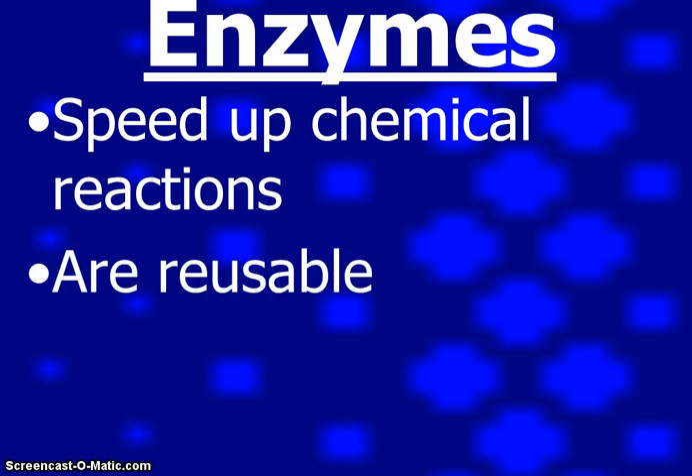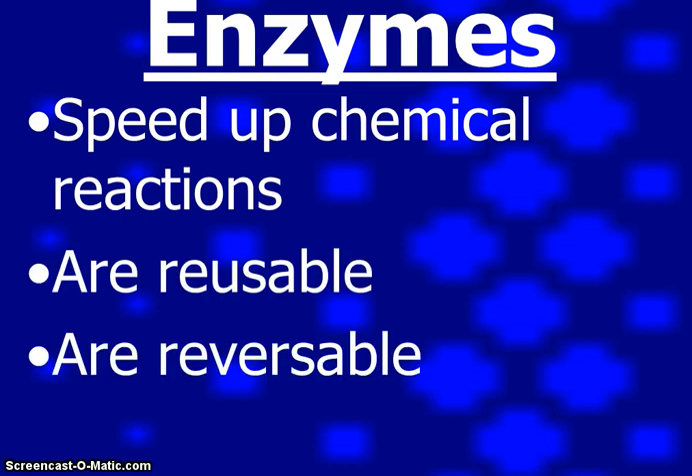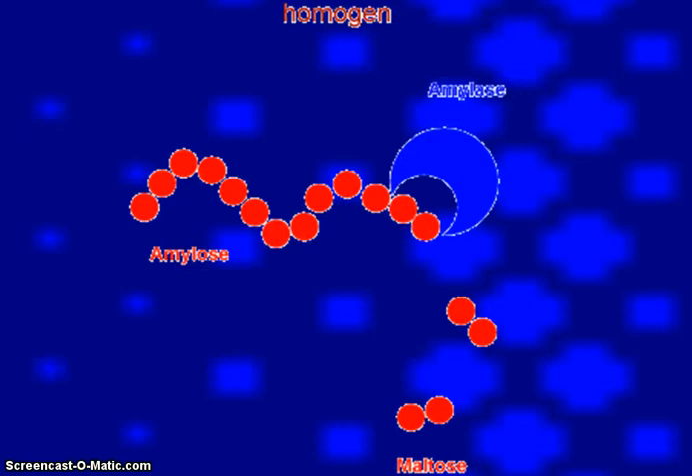They are reusable. They are reversible. Okay, so just to give you a little example here. Here is amylose, okay? And amylase, the enzyme, is breaking down amylose into maltoses. So each of these red molecules is a molecule of glucose. So amylase is breaking down amylose into maltoses. Very specific, and it will not be used up.